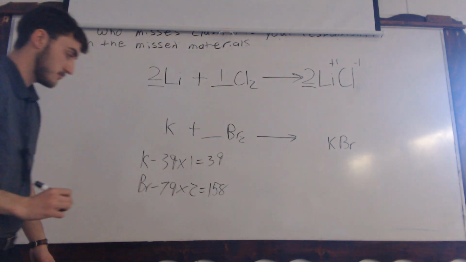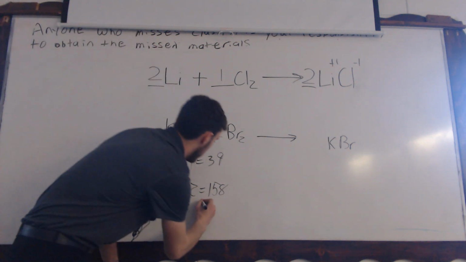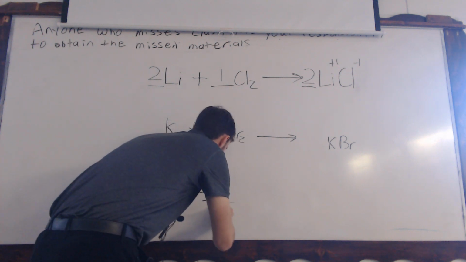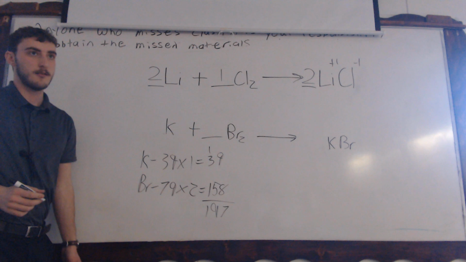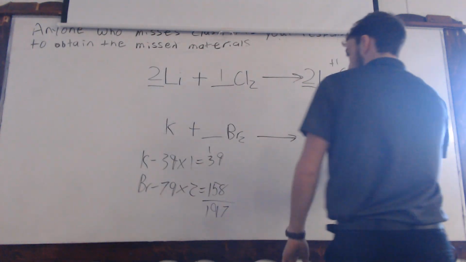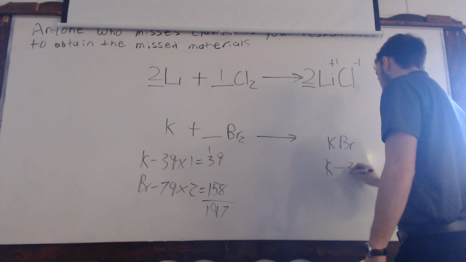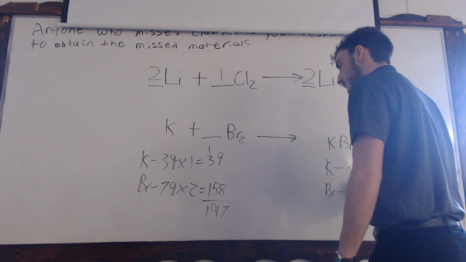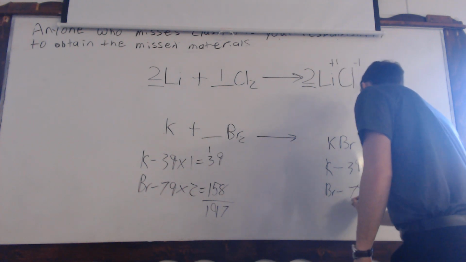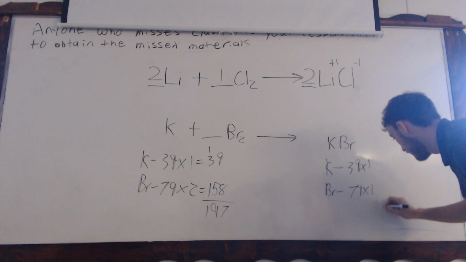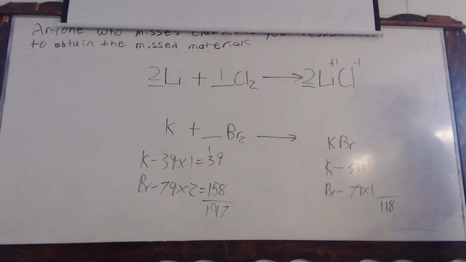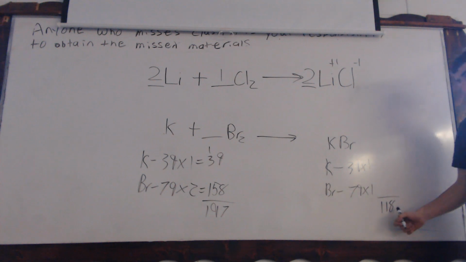I think that's right. Yes, that would be right. 158. This would equal 9 plus 8 is 17 plus 1, 4, 9. We got 197 over here. Over here, we have 1 potassium, so we have 39 times 1, and we have 1 bromine, which means we have 79 times 1, which gives us 118, I believe. Yeah, 118.